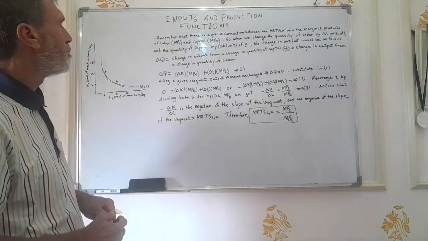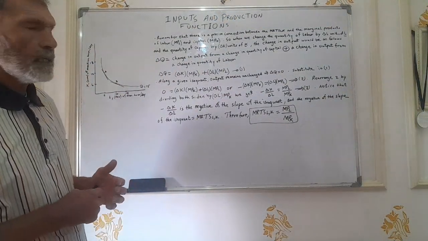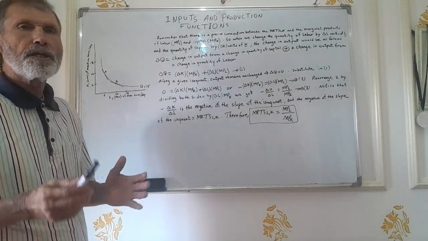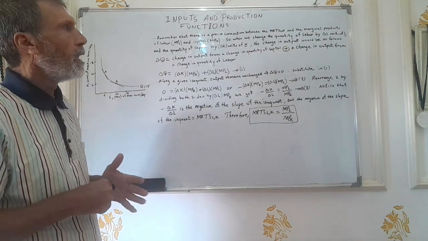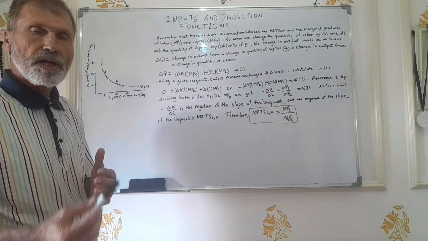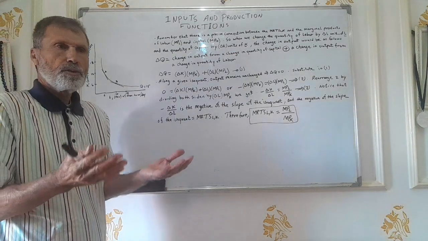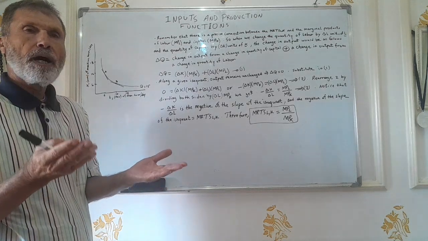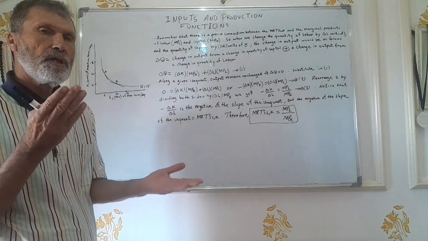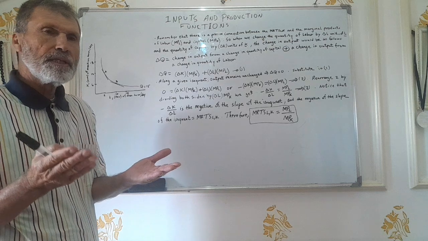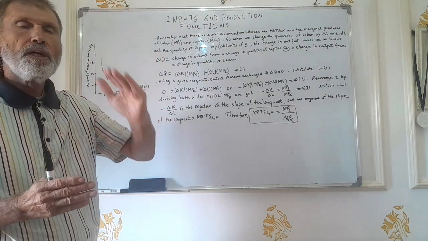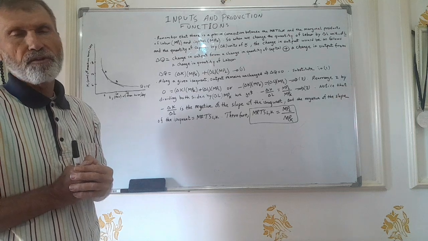Okay, now we want to, of course, see that we have a precise connection between the marginal rate of technical substitution and the marginal products of labor and capital. So we're going to derive a formula that shows that the marginal rate of technical substitution of labor for capital is equal to the ratio of the marginal product of labor over the marginal product of capital.